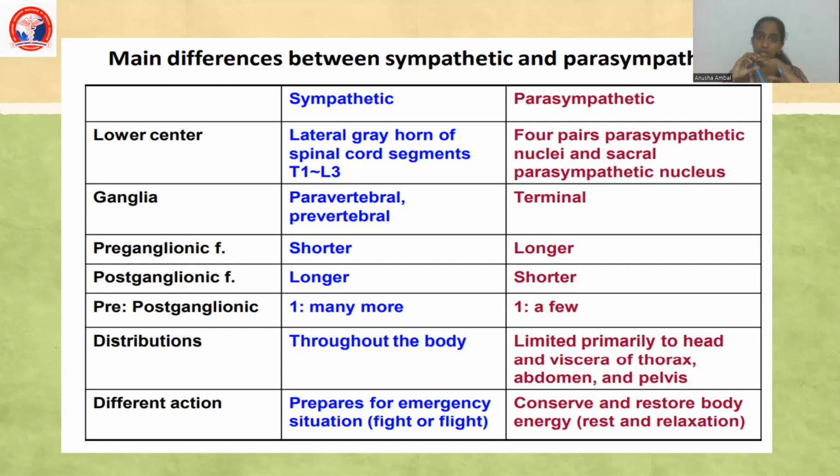So, what is the major action? The sympathetic has its major play in the fight or flight response. Parasympathetic, the rest or digest phase, will have its maximum response. Its major role will be to conserve and restore the body energy. Whereas sympathetic acts in an emergency situation and puts forth its full action.